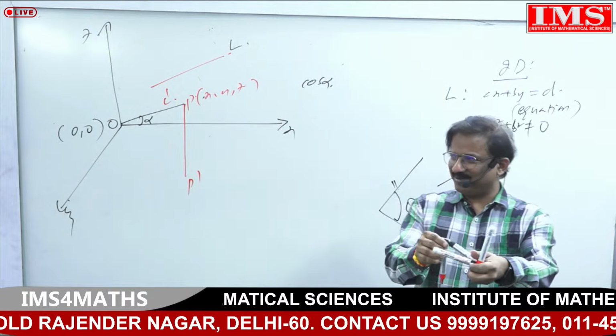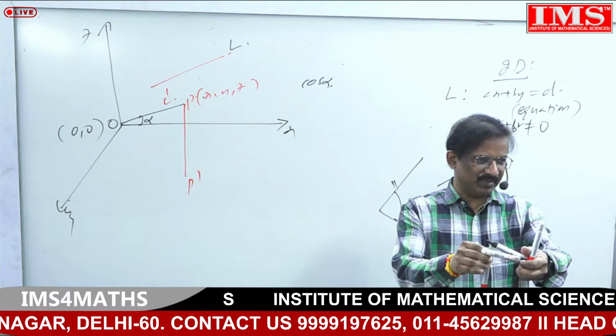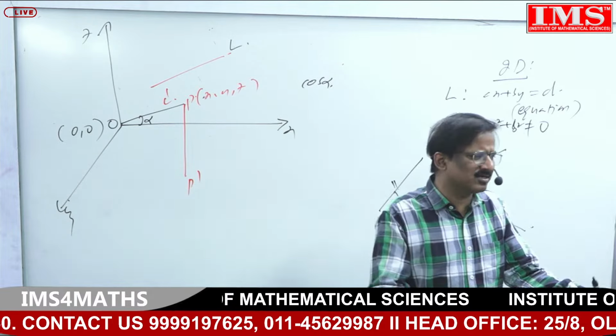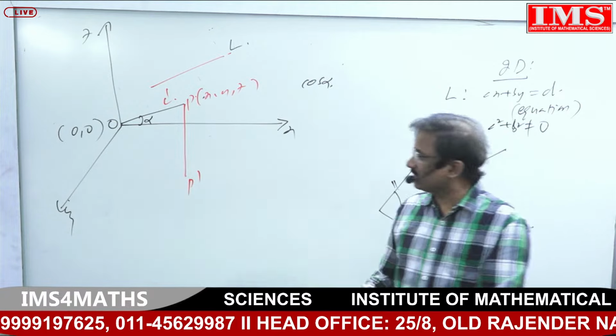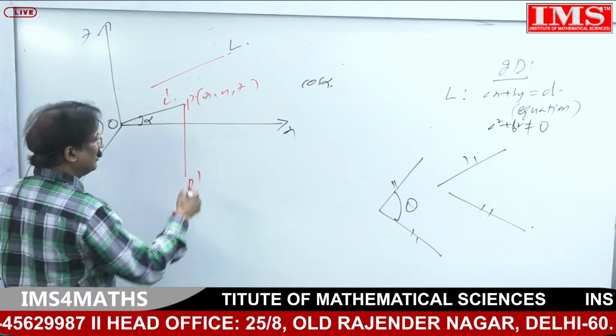From point P you have drawn the perpendicular PP dash to the xy plane. But this perpendicular is nowhere intersecting the x-axis or y-axis. It may accidentally intersect, but it may not always. That's what I'm saying. It looks intersecting, but it's not.